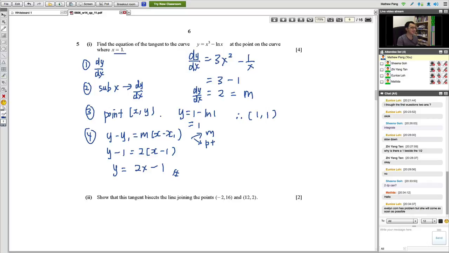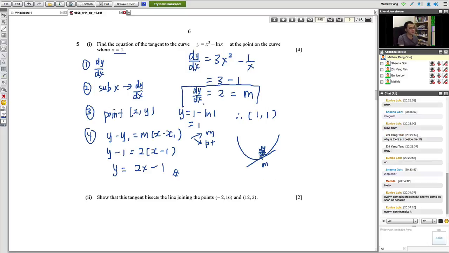So for the equation of the tangent, let me just explain a little bit. It means the curve and the straight line will meet at one point. So at this point, the dy/dx and the gradient of the straight line will be the same. So that's why we can use 2 to represent both.